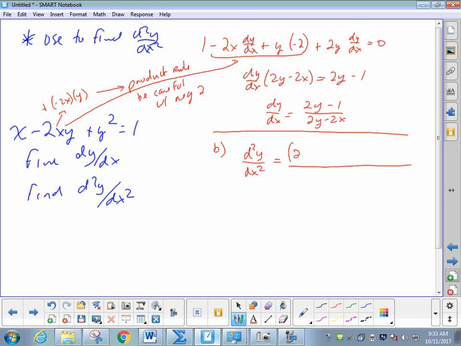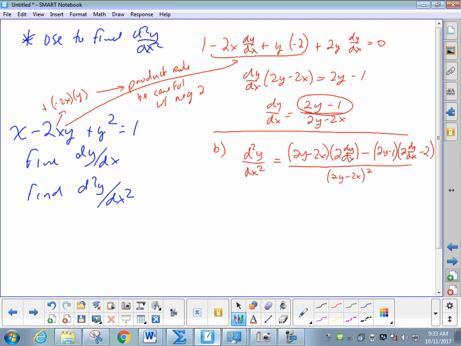Low d high. What is d high? What's the derivative of 2y minus 1? 2 dy/dx. Anytime you take the derivative of a y term, you're going to get out dy/dx. Minus high, sorry, d low. What's d low? 2 dy/dx minus 2, over the square of what's below.